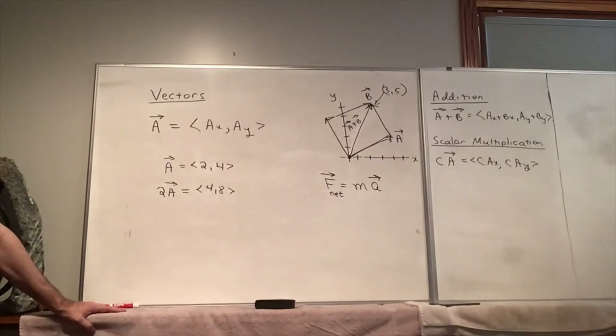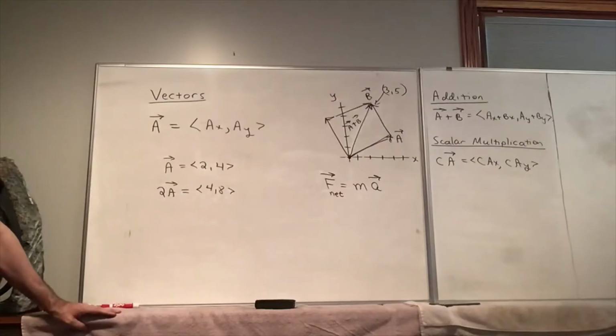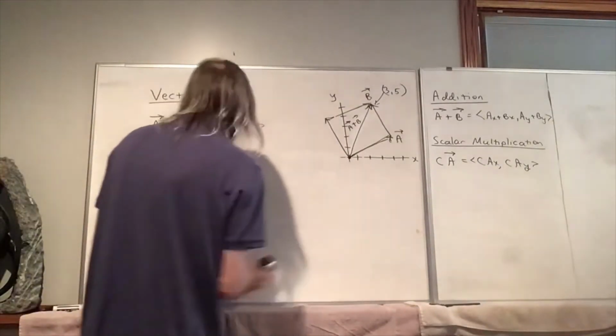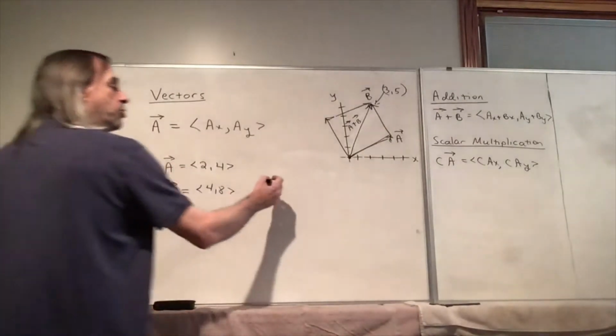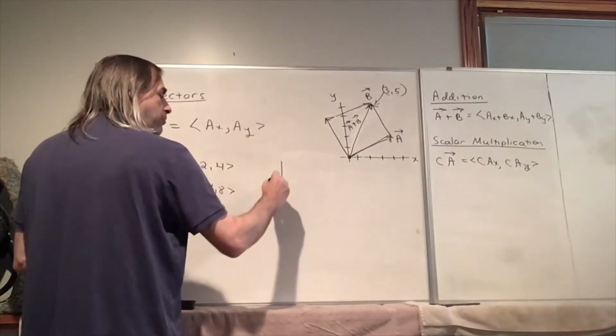Again, very simple rule. Let's look at how this would look graphically. If we have A, a vector that goes 2 in the x direction and 4 in the y direction.